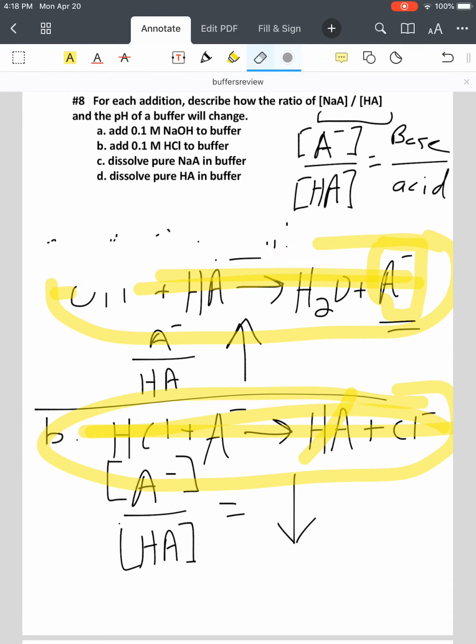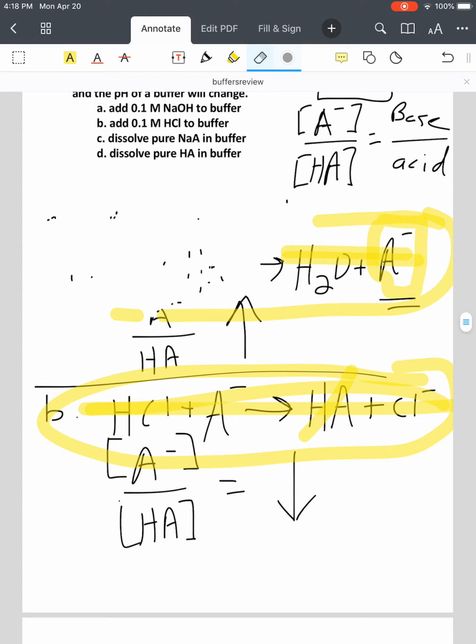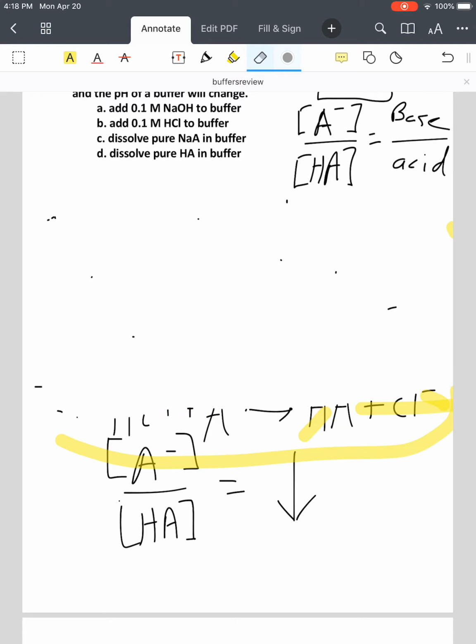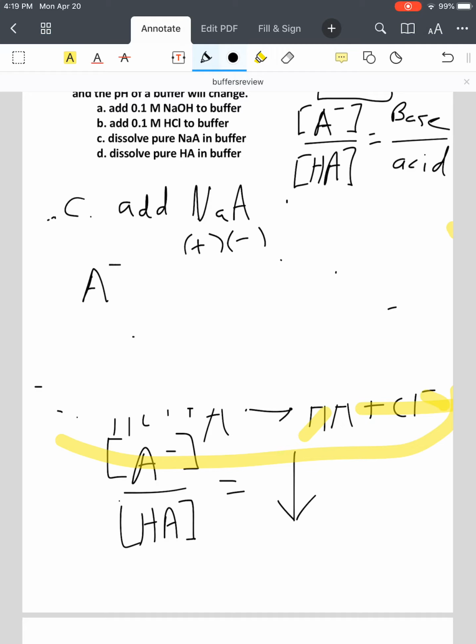All right, let's go on and talk about C and D just real fast since we're on this problem. What about C? Here we're going to dissolve some what they call NaA. Now, remember back to general chemistry, when you make ionic compounds, you need a cation and an anion, don't you? That's what's going on here. It's the sodium salt of our conjugate base. When we throw that in water, it dissolves, just like sodium chloride would, to produce A minus.